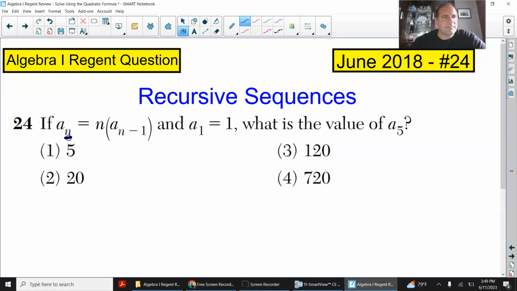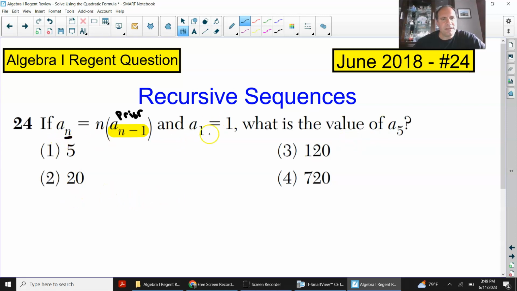You see this a sub n, and this whole thing right here, n times a sub n minus 1. Right now, I'm just going to highlight something. This is the prior term. All of the time, you have to have the prior term to solve for the next term. So I'm just going to go through this one step at a time.